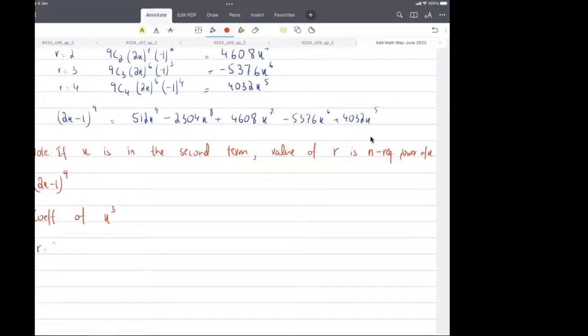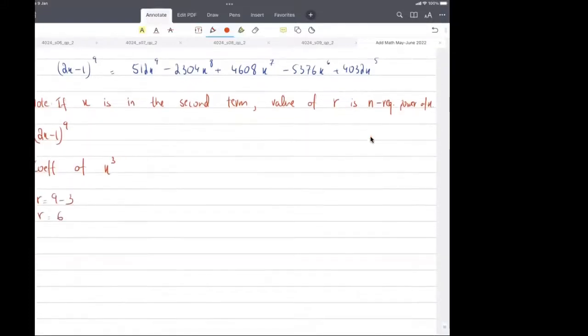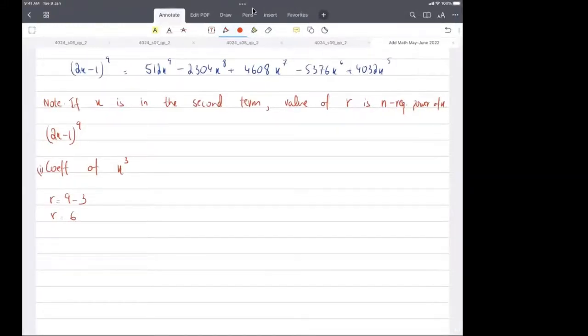9 minus 6. 9 minus 3, which is equal to 6. ठीक है, now let's see. जब आप r6 रखो, yeah. So could you please explain this line again? I just didn't get it. Sure. ये वाला sir part.